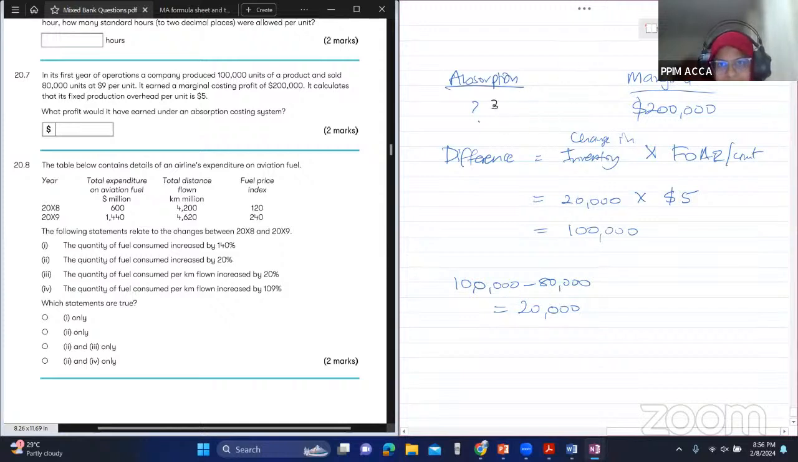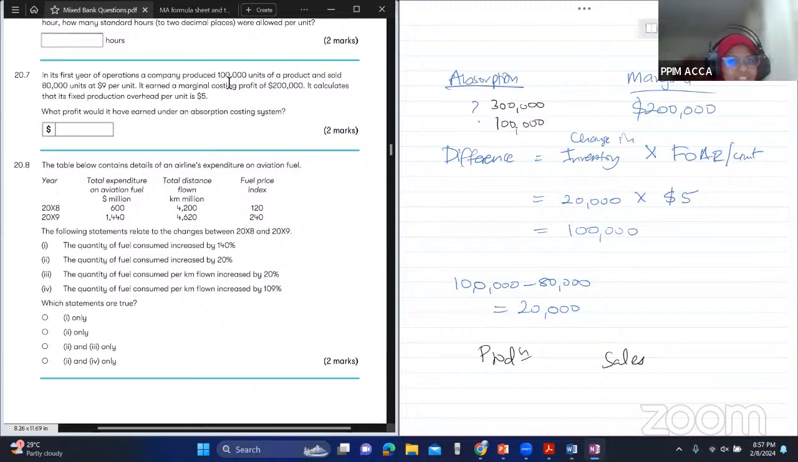Okay, the question is, is this 300,000? Even then, the difference is 100,000, or is it less? Is it 100,000 more than marginal, or is it 100,000 less than marginal? Okay, so to decide on that, you have to check the production and the sales.